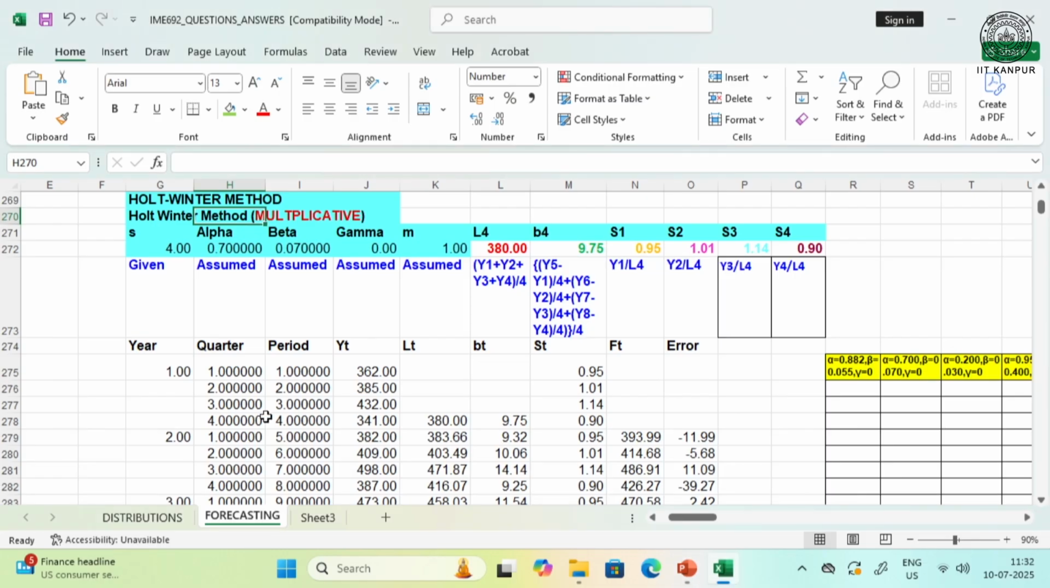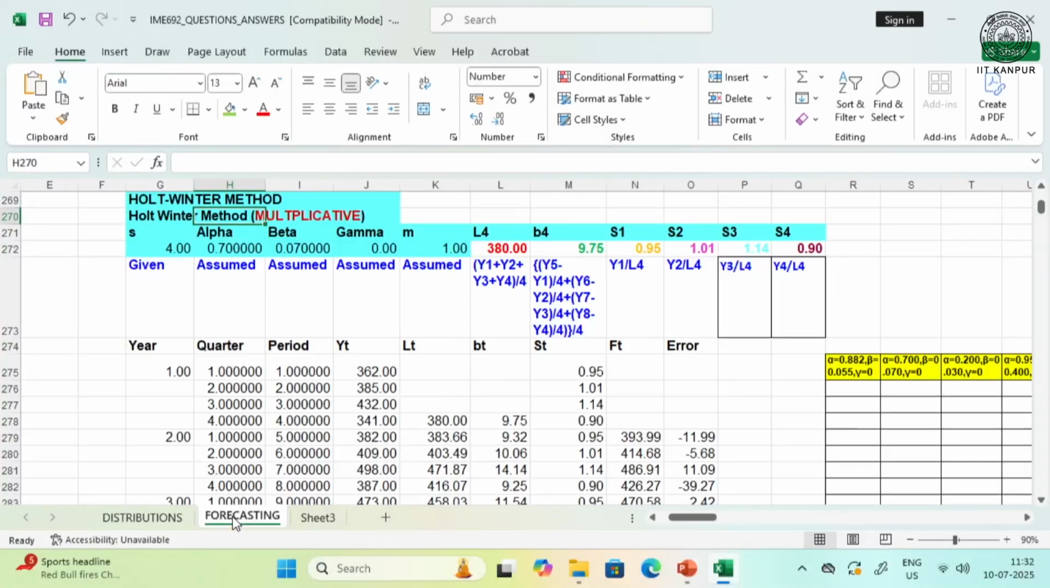Once I finish this multiplicative model, I will discuss what the components in the Excel sheet are. So, I am utilizing the sheet in the Excel file which has forecasting, if you see where the cursor is, and there is another sheet which has distributions. I will come to that later on. So, first let us consider the Holt-Winters method, the multiplicative model.